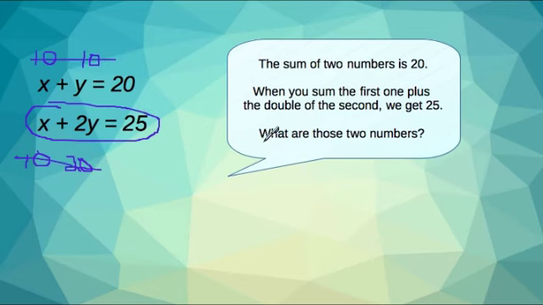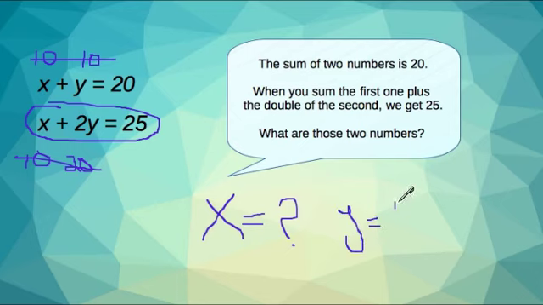What are going to be those two numbers? The sum of two numbers is 20. That's what this expression is telling you, but this is in English. And then the other one says when you sum the first one plus the double of the second, we get 25. What are those two numbers? Well, how do we solve it? How do we get the result of x and y for this problem? The whole point is to get x equals something, and y equals something else.